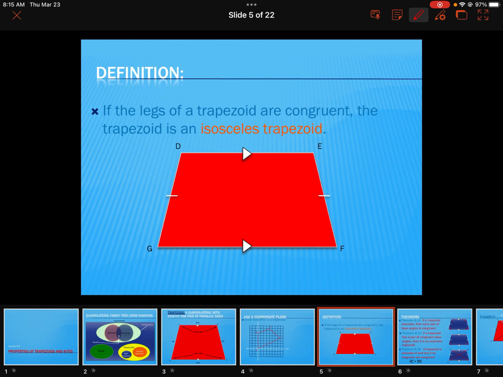Isosceles trapezoids are specific types of trapezoids. That's when your legs are congruent. So notice the marks on the legs. When you have an isosceles trapezoid, different things happen. And it doesn't happen with standard trapezoids, just isosceles ones.